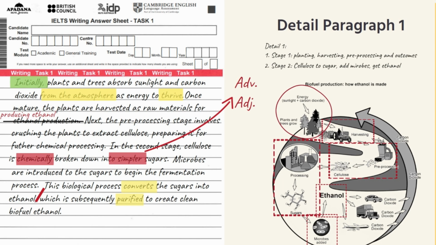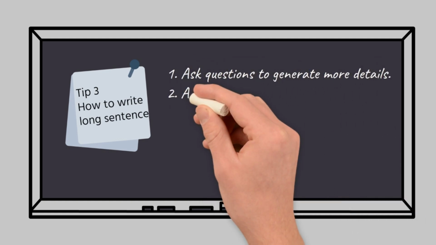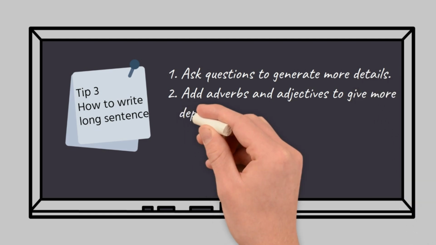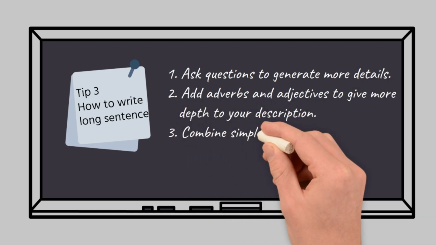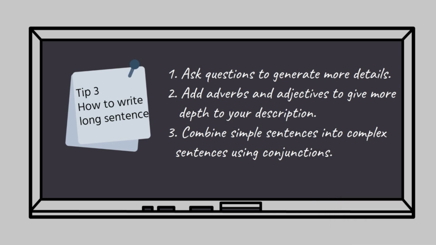Okay, here is my tips for writing longer sentences. First, ask questions to generate more details. Second, add adverbs and adjectives to give more depth to your description. Third, combine simple sentences into complex sentences. Write long sentences doesn't have to be difficult, just try. Now, detail paragraph 1 is done. Let's move on to detail paragraph 2.